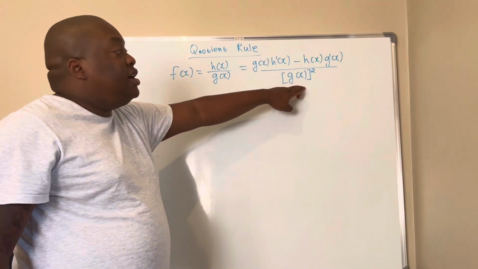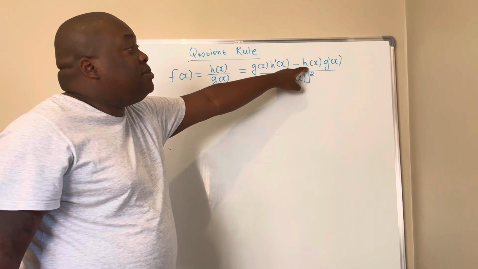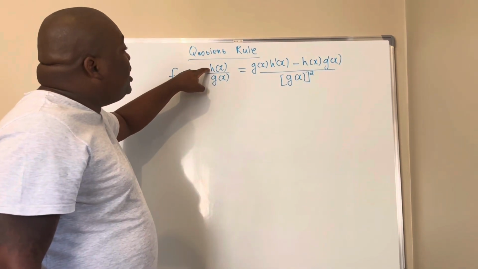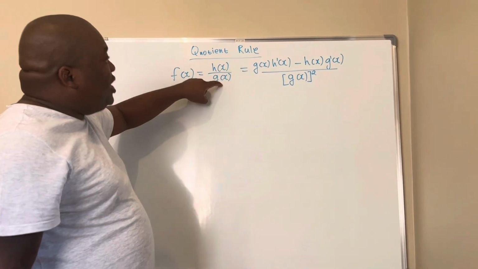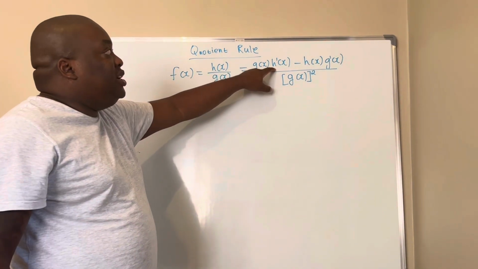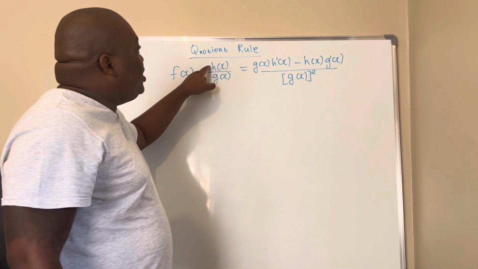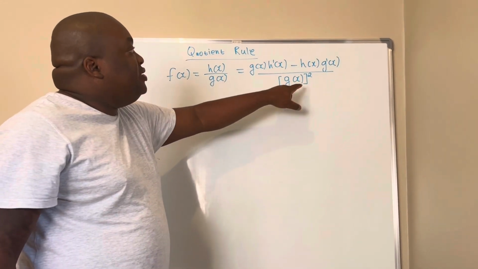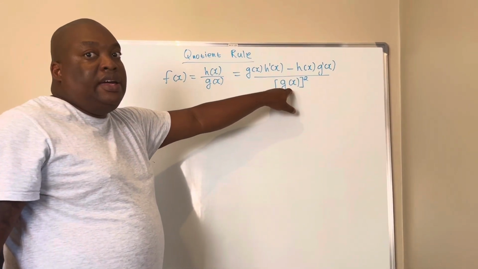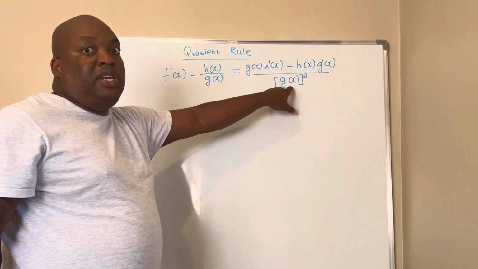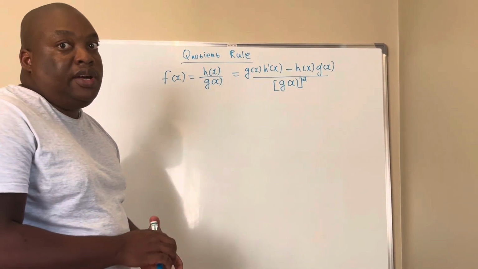the denominator. But remember also to multiply. So if you find the derivative of h of x, you must multiply it with g of x. That's what we did here. If you find the derivative of g of x, you must multiply it with h of x, and then divide it by the denominator, squaring the denominator. That's how the quotient rule works.